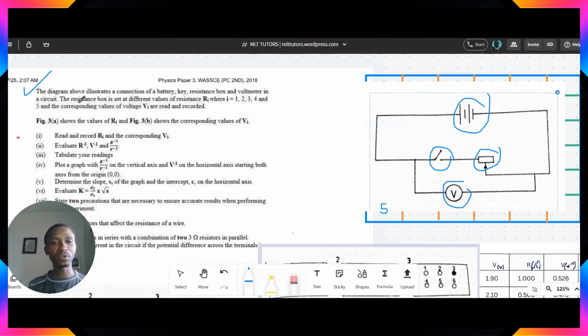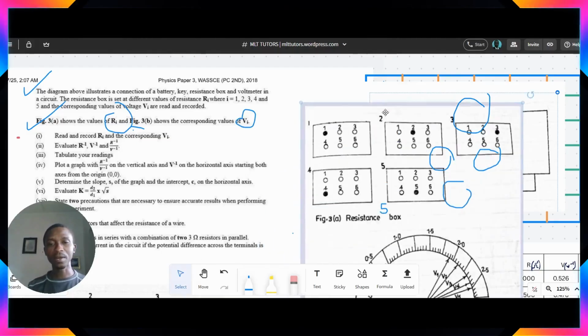The resistance box is set at different values of resistance R subscript i, where i equals 1, 2, 3, 4, and 5, and the corresponding values of the voltage Vi are read and recorded. Figure 3A shows the values of resistance, and figure 3B shows the corresponding value of the voltage. Now let's get figure 3A and B, and we have that here.